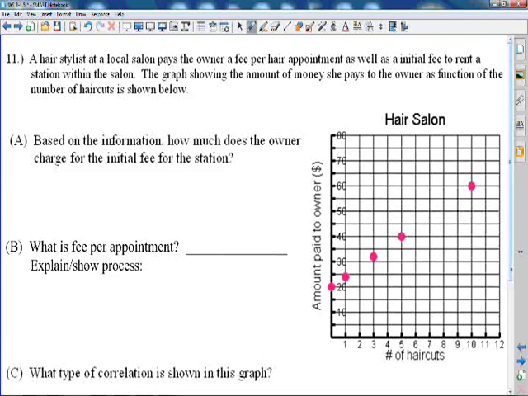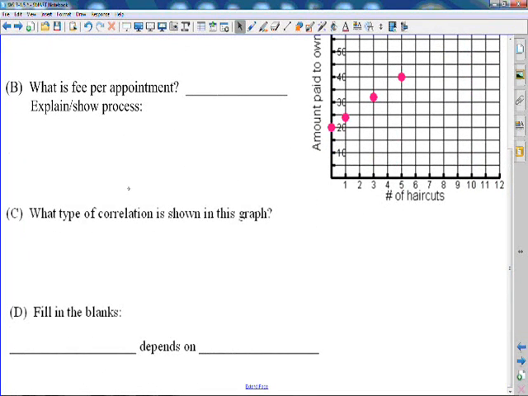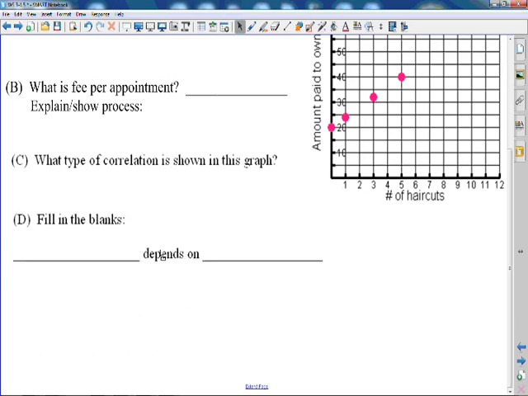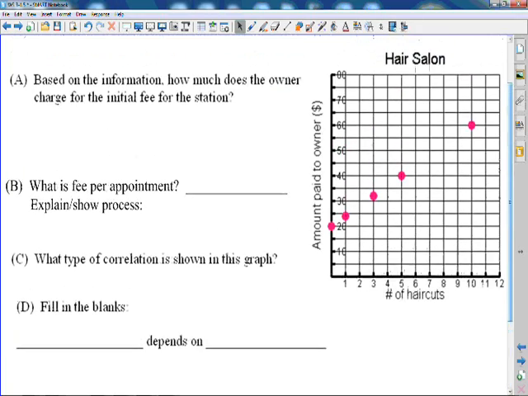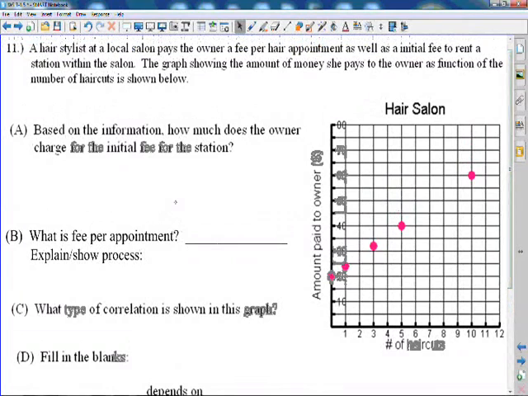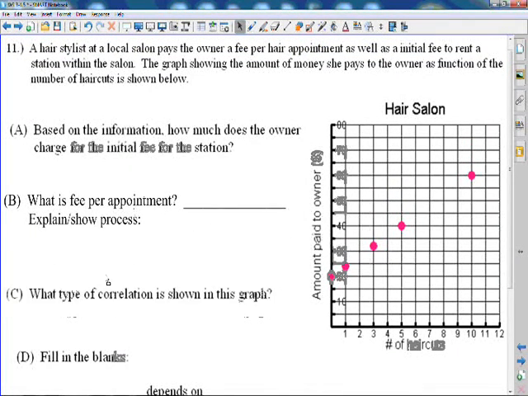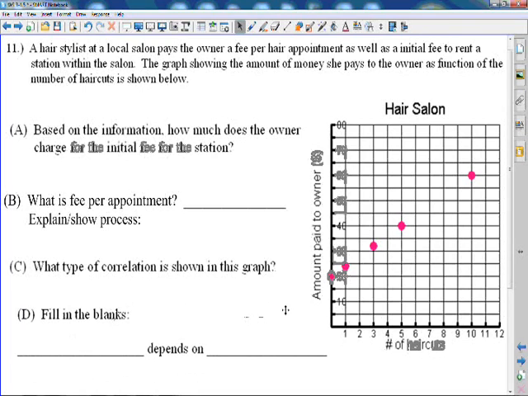There's my next one. I need to move these up so we can see them. A hairstylist at a local salon pays the owner a fee per hair appointment as well as an initial fee to rent a station within the salon. The graph shows the amount of money she pays to the owner as a function of the number of haircuts shown below. Based on the information, how much does the owner charge as initial fee for the station?